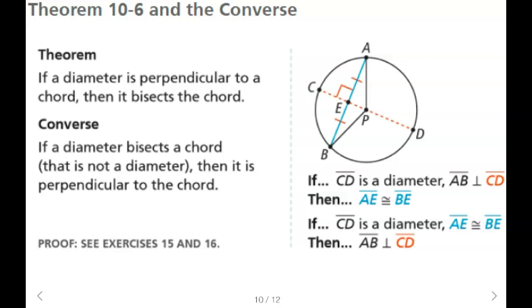And I may have said radius. It works the same way whether this is just drawn as a radius or a diameter.